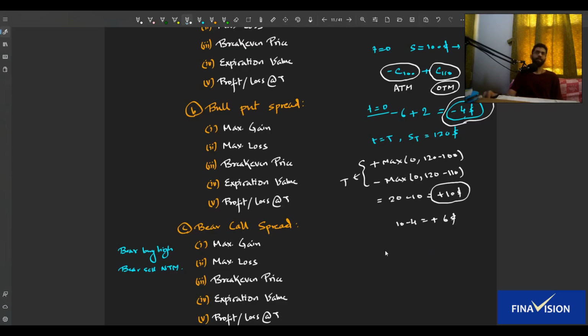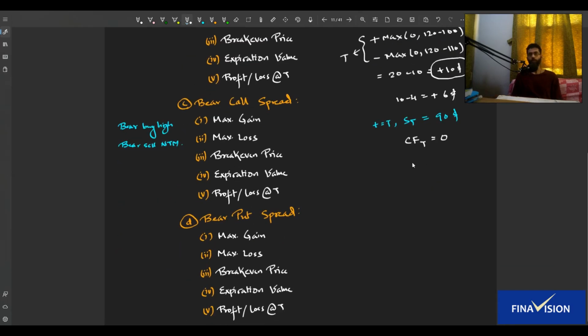Now let's look at another scenario. Another scenario means another destination price for the stock at expiry. So at t equal to capital T, let's say the stock price reaches $90. Instead of 120 or 110 or 115, it has gone in the reverse direction. It has gone down to $90. In this case, both the options expire without being exercised. So the net cash flow at t equal to capital T is actually equal to 0.